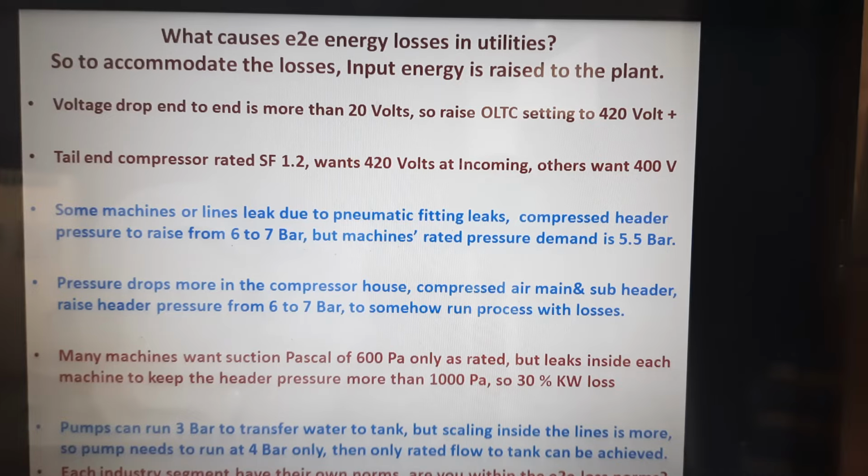The pumps that are running at say 3 bar to transfer the water to the tank, but because of scaling inside the lines and leakage in the gland and other things, the pump needs to be run at 4 bar, and only then is the rated flow to the tank achieved. These are all the things that are happening in the industry. Each industry segment has its own norms, and are you within the E2E norms, the best operating practices in your industry, in your segment?